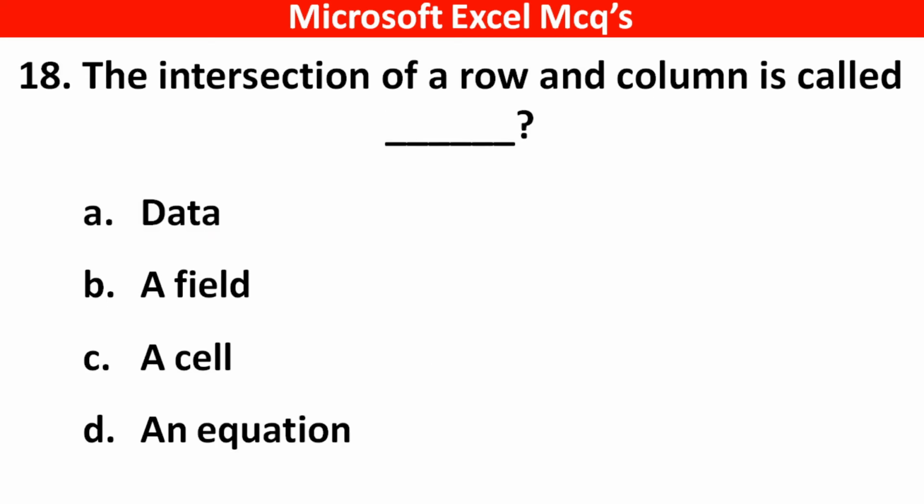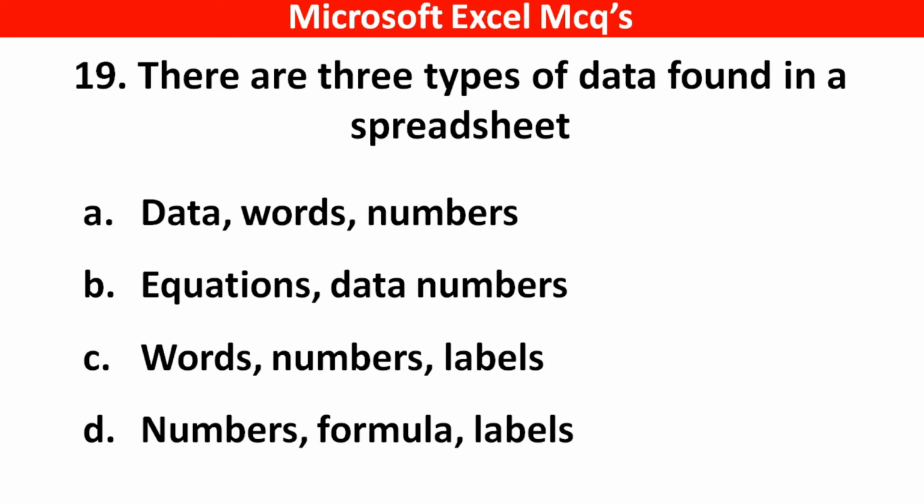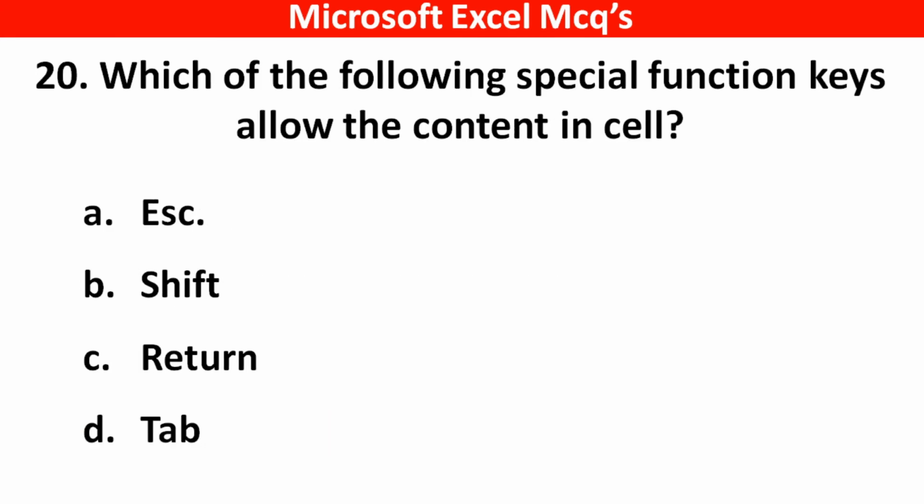Next question, the intersection of a row and column is called dash dash. Right answer is option A, a cell. Next question, there are three types of data found in a spreadsheet. Right answer is option D, numbers, formula, label. Next question, which of the following special function keys allow the contents in cell? Right answer is option C, return.